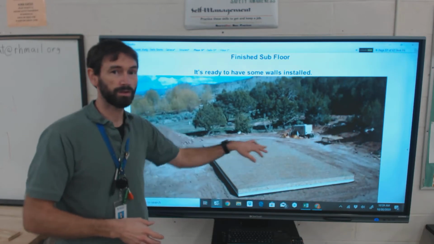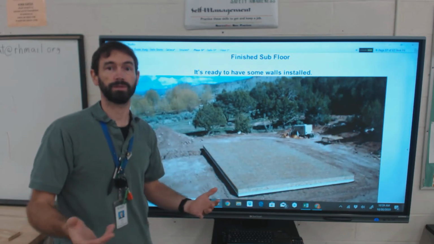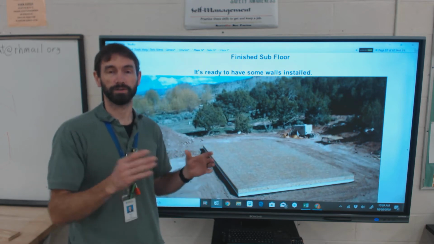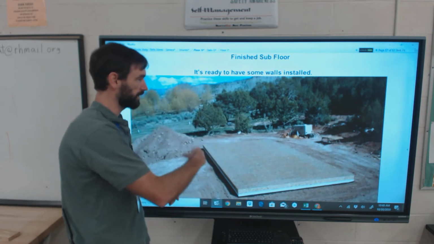How much material do we need for the header joists and rim joists? How much material do we need for the girders? So we're going to do some basic math, and insert formulas to figure all that stuff out.